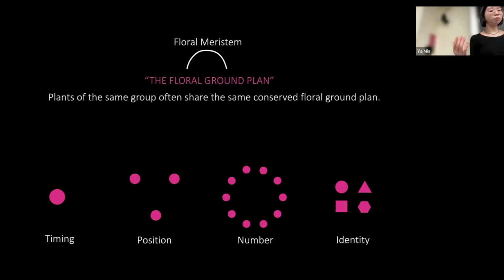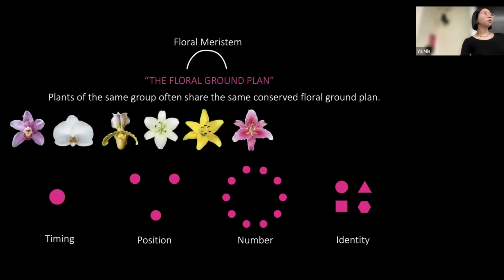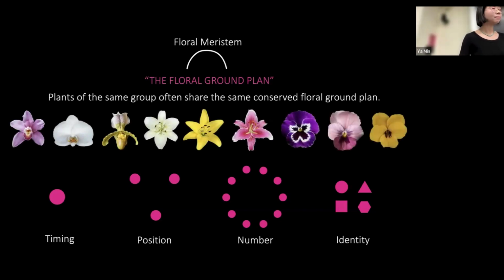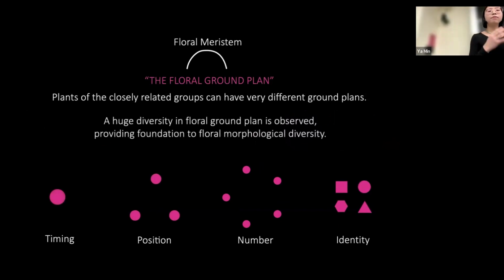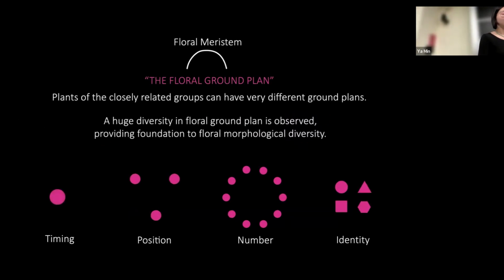Plants of the same group often share the same very conserved floral ground plan. And that's why almost everyone, even without a formal education in botany, can tell that those are orchids, those are lilies, and those are pansies. But among the flowering plants, we see a huge variation in the floral ground plan, resulting in variations in each of these parameters, as well as all the possible combinations between them. And this laid the foundation for the floral morphological diversity that we see in nature.